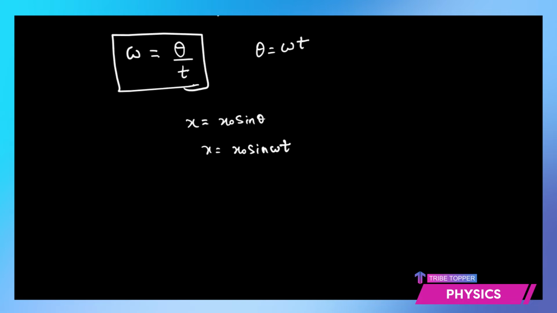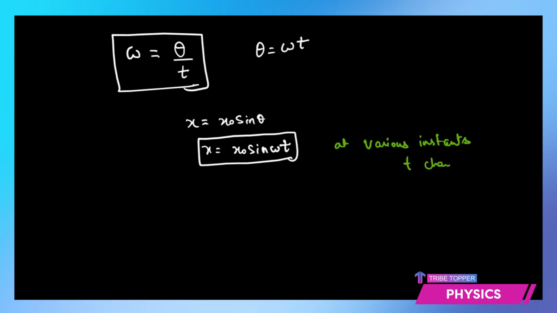Why do we convert this? So that we can write our answer in terms of t, because at various values of t, that means at various instants, accordingly the t keeps changing. When the t changes, x also changes. Right? So this is the equation for the displacement that you can find out for a simple harmonic motion that begins from the equilibrium position.